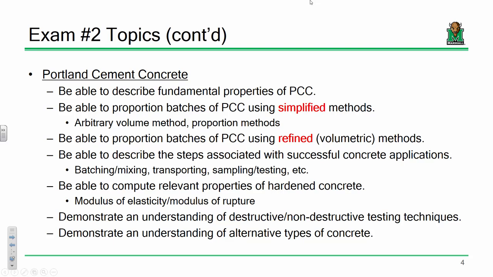So you also need to understand the difference, okay? If I give you some testing data, are you going to use 7.5 lambda squared of FC prime, or are you going to compute it using testing data, or vice versa? You need to be aware of that.